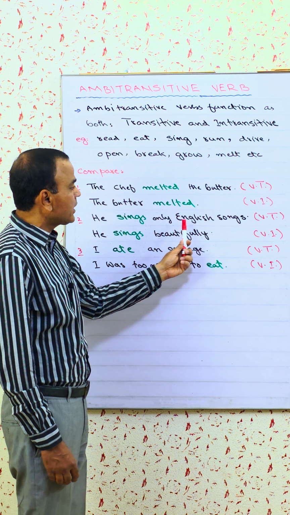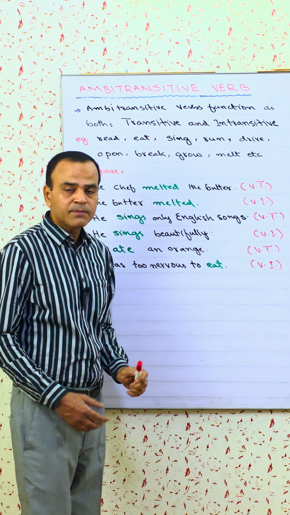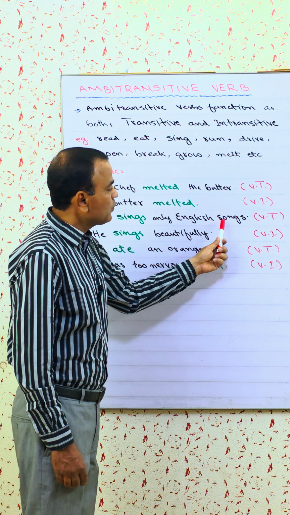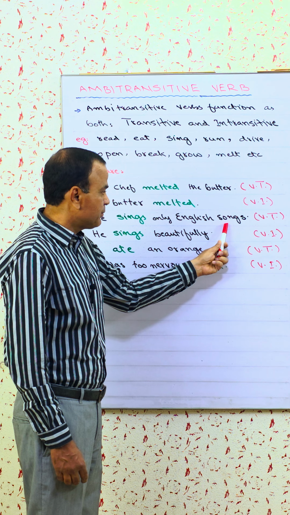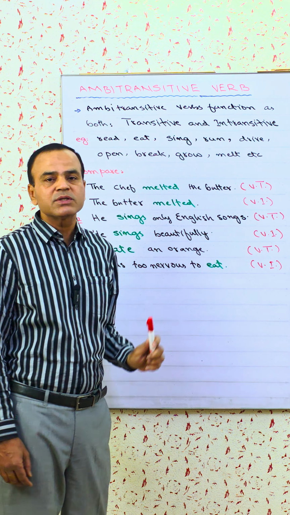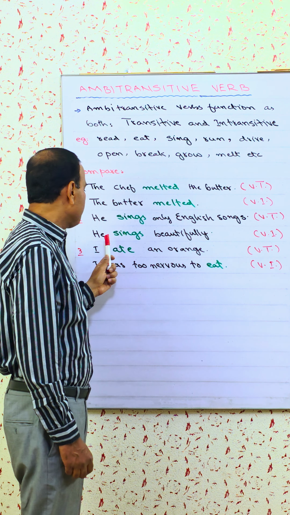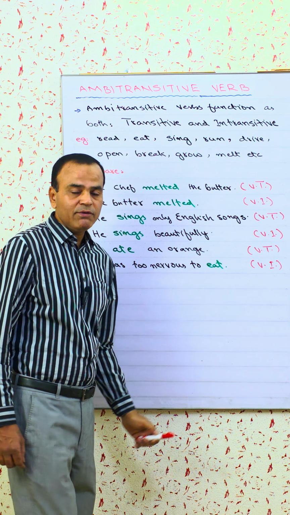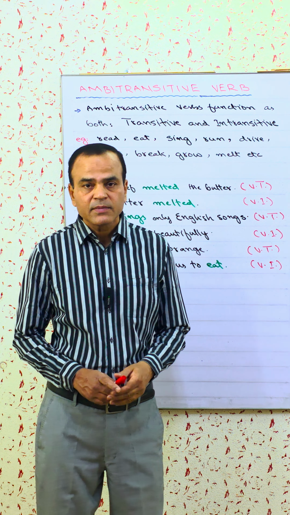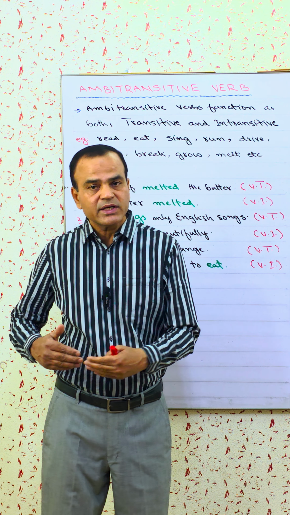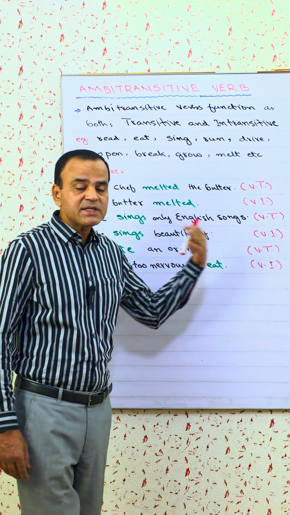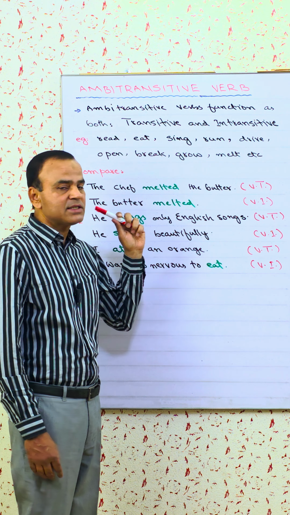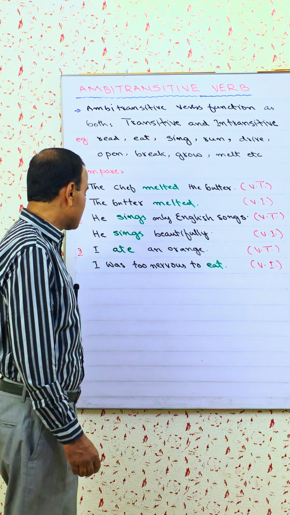He sings only English songs. Here sings is the activity he performs and it passes over to English songs, which is the object. So it is verb transitive, and we can change this sentence into passive voice. But he sings beautifully. In this sentence we don't have any object. Here he does the work and the work stays with him, not passing over to an object. So sings in this sentence is verb intransitive, and this sentence cannot be changed into passive voice.